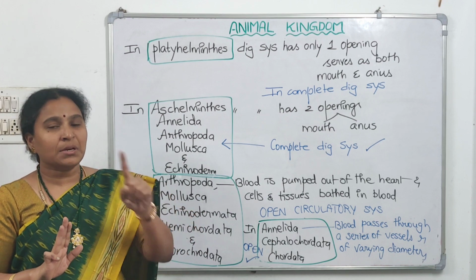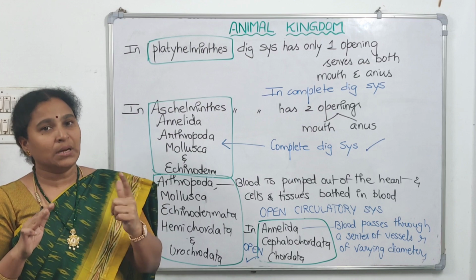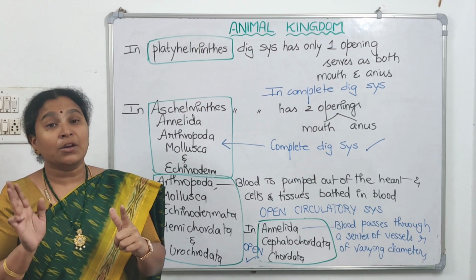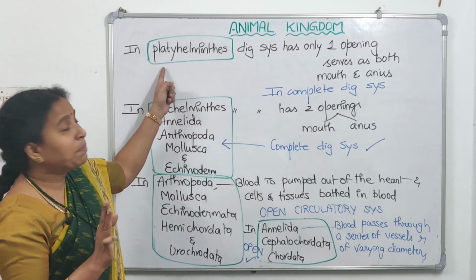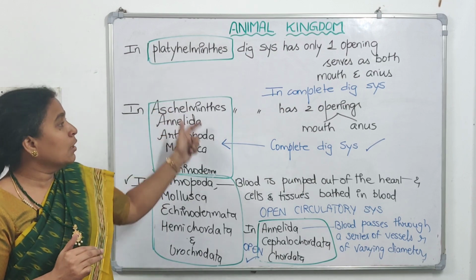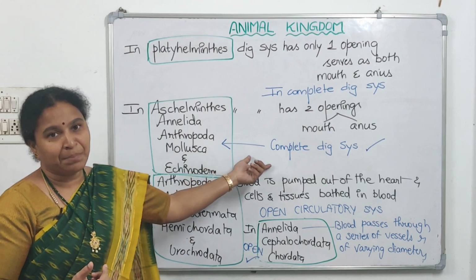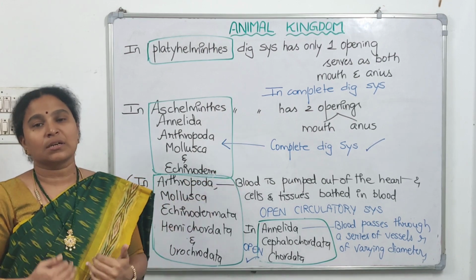If the digestive system has only one opening which is serving as both mouth and anus, then that is called incomplete digestive system. Where do you have incomplete digestive system? In Platyhelminthes. Now from Aschelminthes to the last one, it has both the openings, mouth separate and anus separate. What is that called? Complete digestive system. Now let's talk about circulatory system.